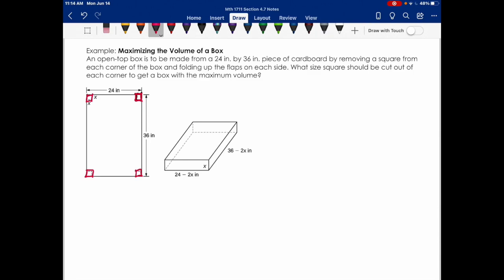and create this box. All right, so step 1, we are going to define our variables. And so the sides of the square that we're cutting is going to be x according to the picture that I pulled out of the book. Then that's where the flaps can be folded up to form the box. And we're going to let V represent the volume of the box.